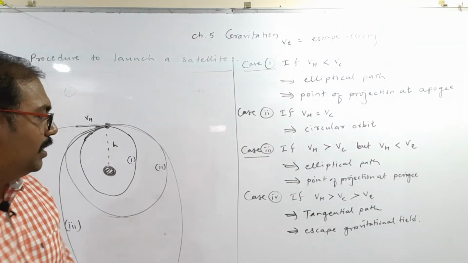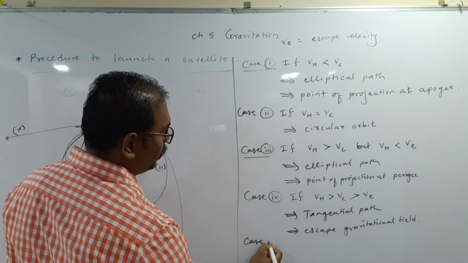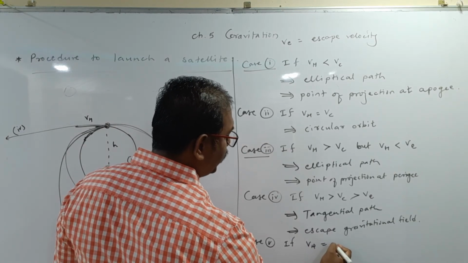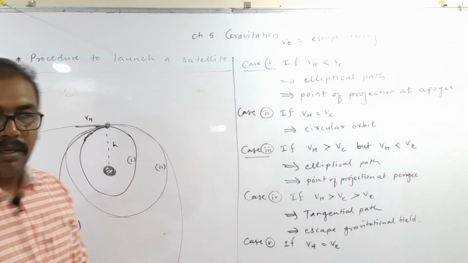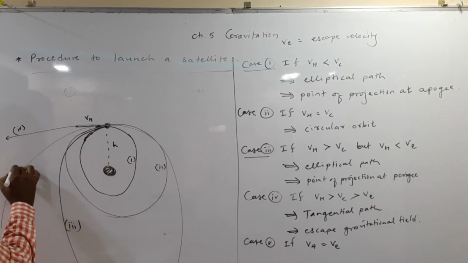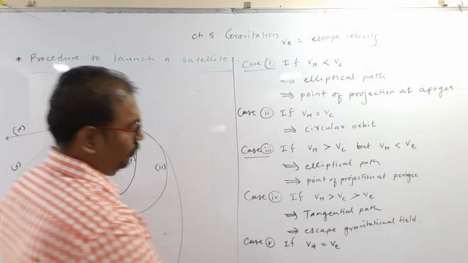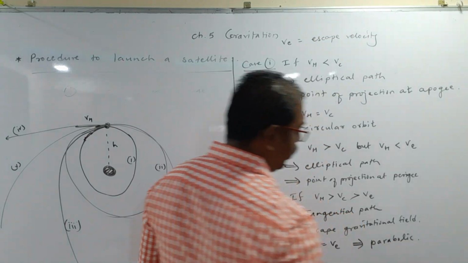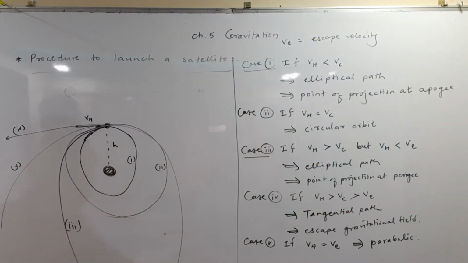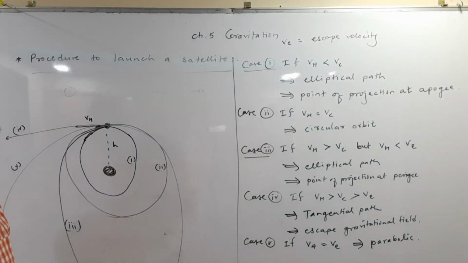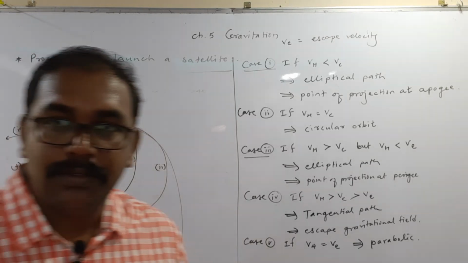One more case we can write down, case 5 also. If horizontal velocity is equal to escape velocity, then it follows this type of path, a parabolic path. It follows a parabolic path and escapes the gravitational field. These are the possibilities for the nature of the orbit that you should remember. I hope everyone understood how to launch a satellite and the nature of the different possible orbits.